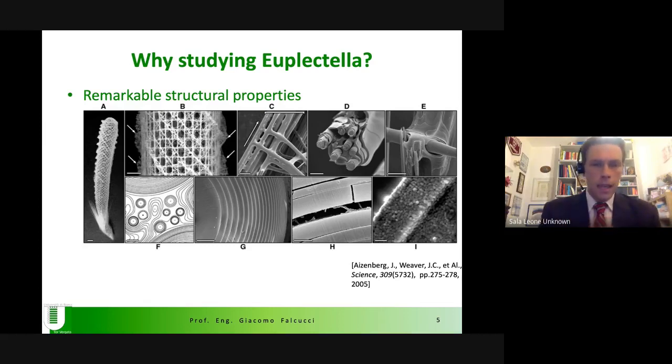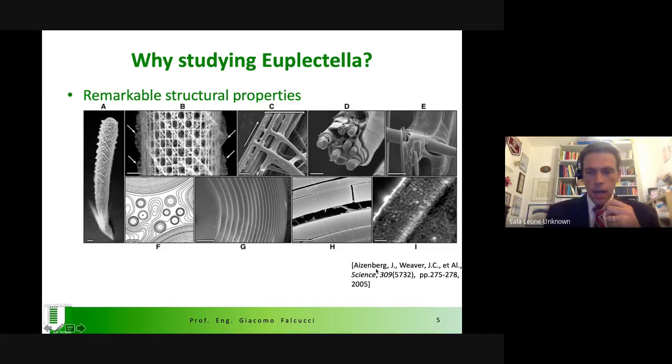It is made of silica, so it should be as brittle as pure glass, but instead it has remarkable structural properties, and these structural properties arise from this very complex hierarchical ensemble that the animal builds in order to construct this skeleton with these remarkable properties. So the hierarchy is really complex.